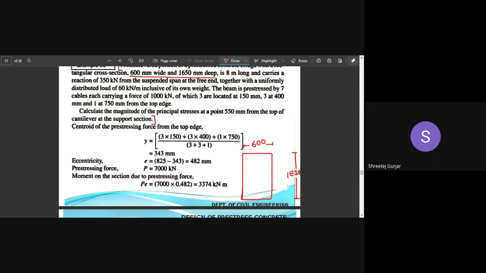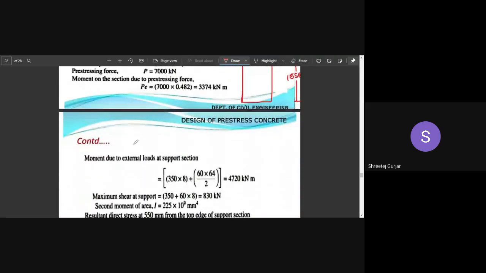Okay. Few other details have been given. So here, the length is 8 meter. No problem. L is equal to 8 meters. And it carries a reaction of 350 kilonewton from the suspended span at the free end. So I will draw this particular beam over here, a cantilever. It is fixed at one end and it has a load at its free end. So it is 350 kilonewton, and the span here given is 8 meters.